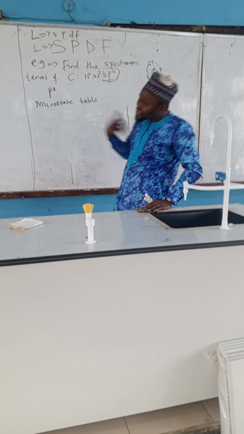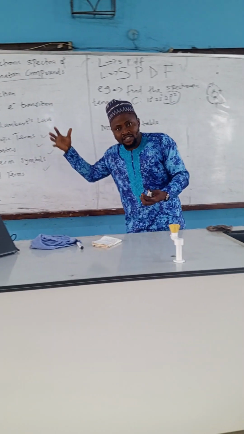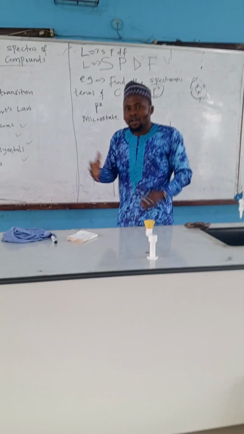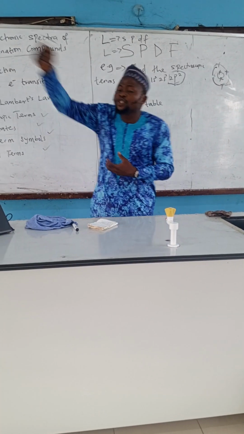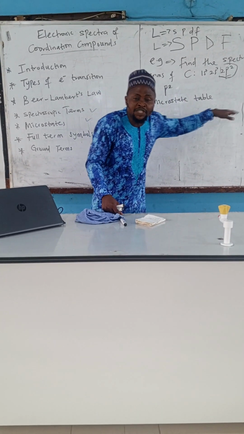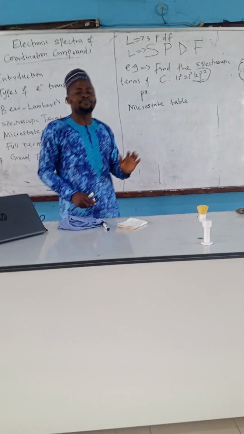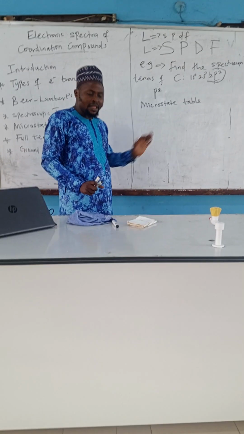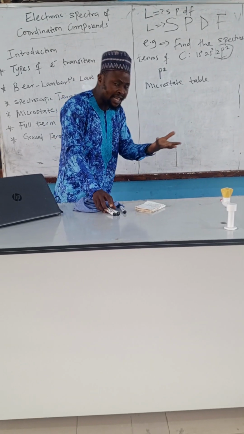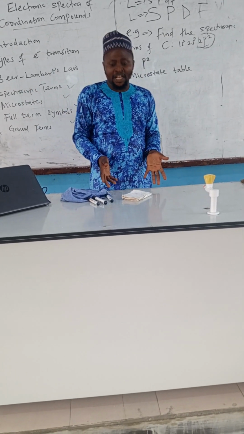That is to say, if you bombard a molecule with a spectrum, the electron can fall in any of these positions that we are going to be deriving from this microstate table. Now, how do we get the microstate table? Like I said earlier, the microstate table gives us the number of positions where we can find electrons. There is a formula for it.